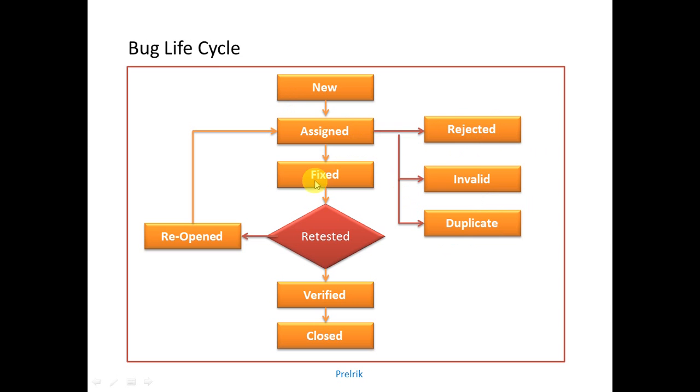In case it is valid, it will be fixed, and once the fix is done, it will be reassigned to the person who raised the bug, and that person will retest the bug. If it is fixed, he'll mark it as verified; otherwise, if he is still facing the same issue, he'll reopen the bug, and the same cycle will start again from assigned. Once the bug is verified, the QA person has the responsibility of closing it.